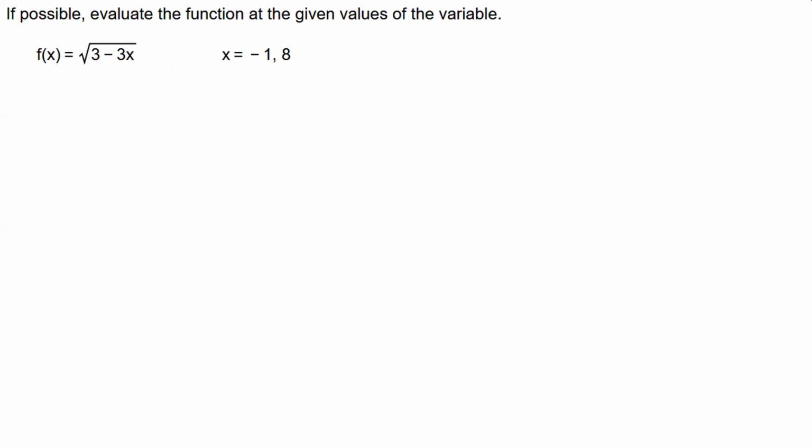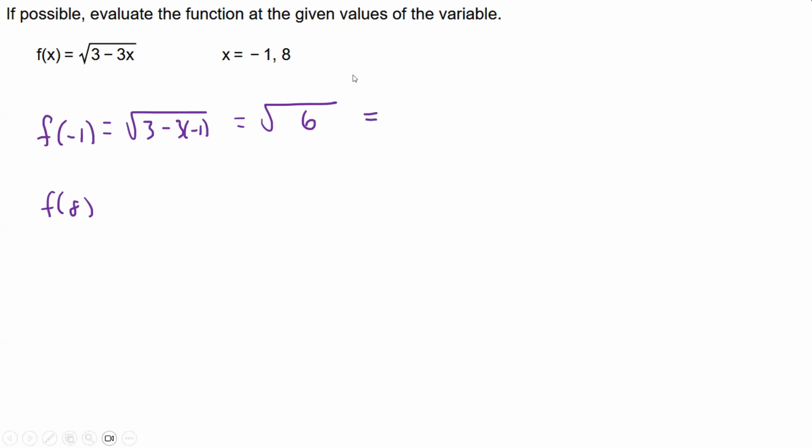All right, what about this one? If possible, evaluate the function at the given values of the variable. We want to find f of -1 and f of 8. Well, that's going to be the square root of 3 minus 3 times the minus 1. That's going to be the square root of 3, and then minus on minus is going to be plus, so 3 plus 3 is going to be 6. And so the square root of 6. It doesn't say how much of an evaluation, so we could leave it at that. If we wanted to, we could plug it into our calculator and figure out the hundredth.